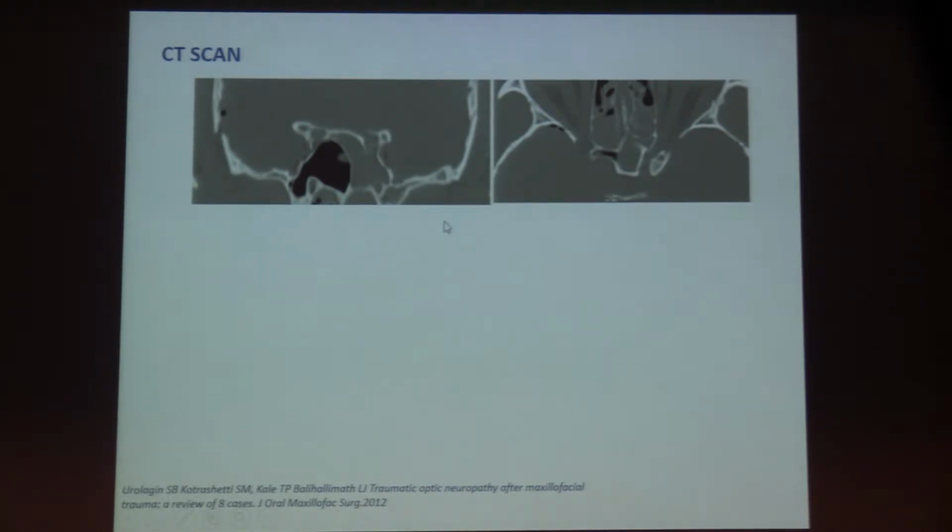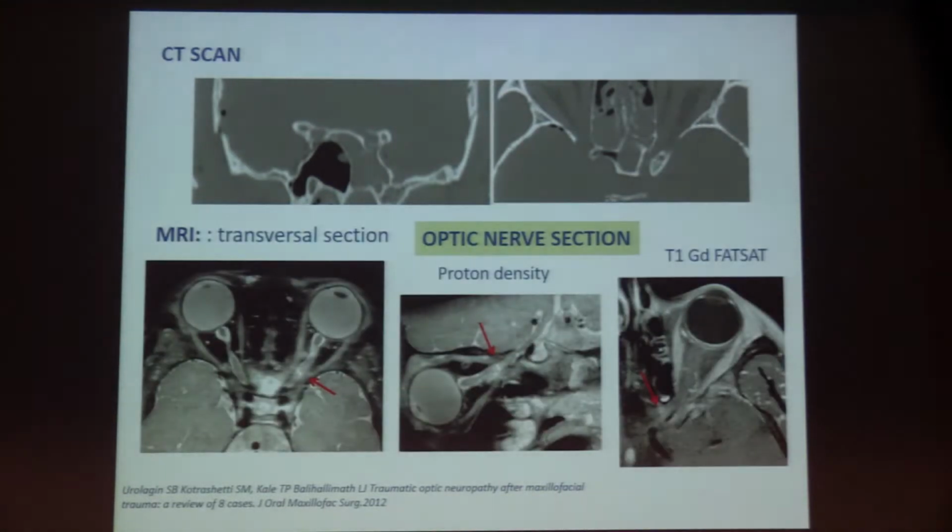But sometimes the visual loss is complete just after the trauma, and the CT scan is normal. So perhaps it's interesting to perform MRI, and sometimes on MRI you'll see this very specific image, which is a fracture of the optic nerve. This fracture is always seen around the apex of the orbit.